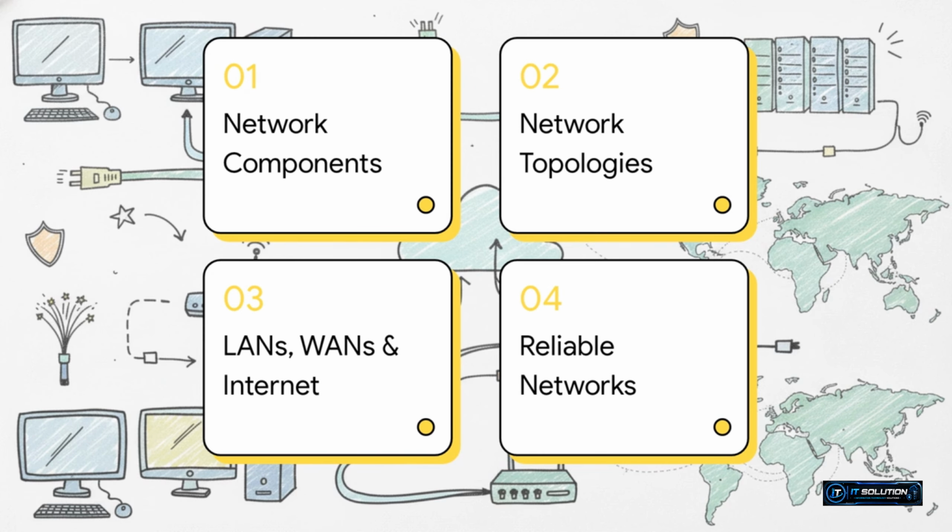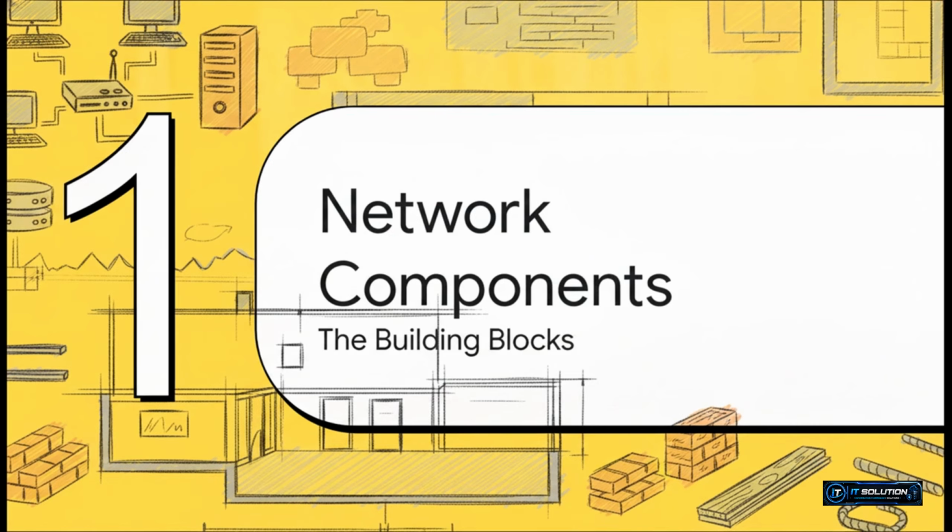Here is our roadmap for today's explainer. First, network components and roles. Second, topologies and network representations. Third, LANs, WANs, and the internet. And finally, building a reliable network. Starting off with Section 1, network components and roles.